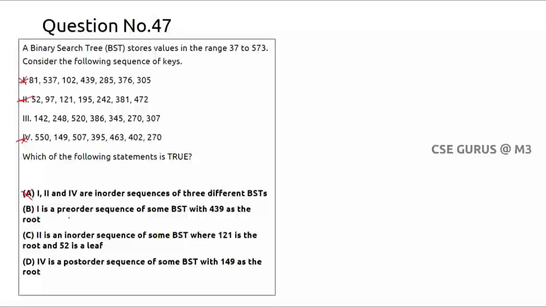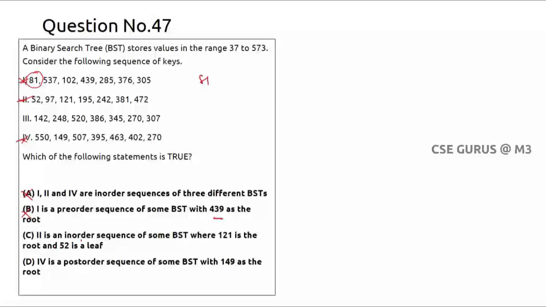Now B. 1 is a pre-order sequence of some binary search tree with 439 as the root. Whenever I say pre-order, the first element must be the root node, right? 81 is the root node, but it is saying 439. So that's why this option is also not correct.